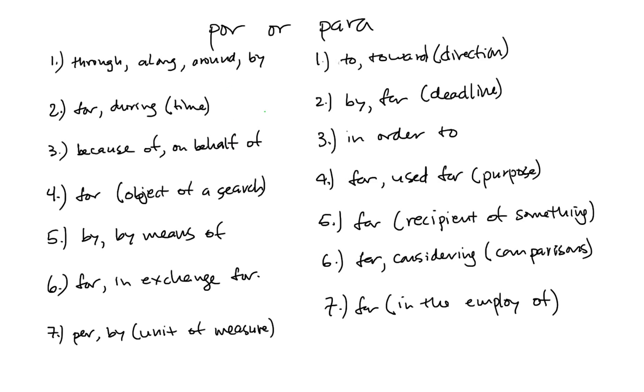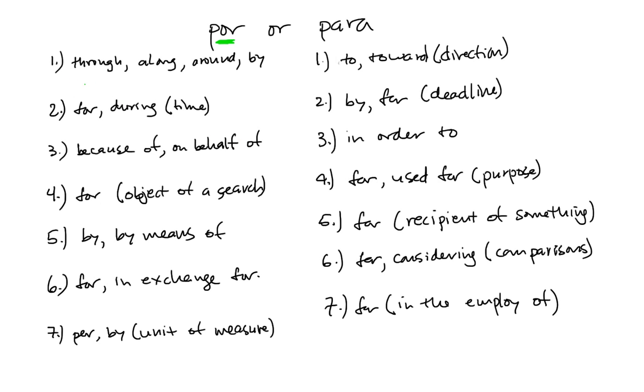Today we will look at por and para and the differences between the two. I'm going to use green for por and then later I'll use red for para. One way to think of these two is to think that por is through a space or through a period of time, throughout a period of time, whereas para is up into a point in space or up into a point in time. Okay, let's come up with some examples.